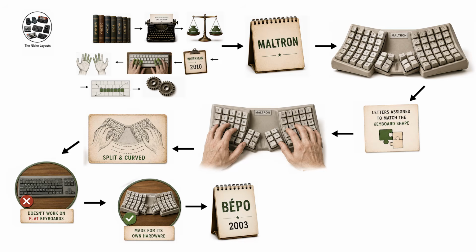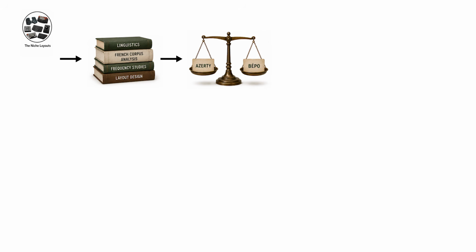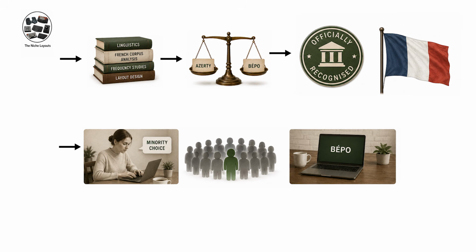Bepo, released in 2003, is a from-scratch French layout, not a modification of AZERTY, but an entirely new design built from French letter frequency data the same way Dvorak was built from English data. It's officially recognized by French standards bodies and still remains a minority choice even among French typists who know about it.